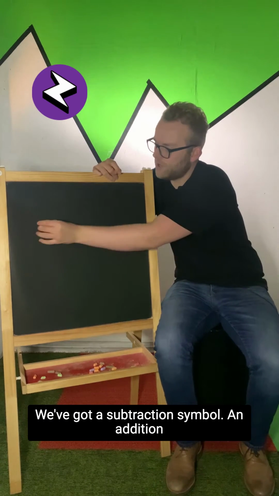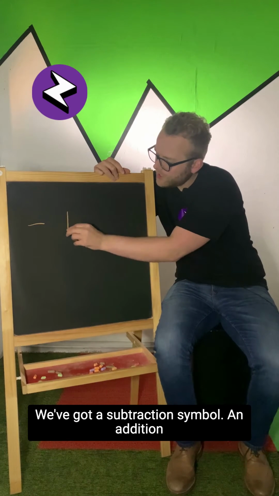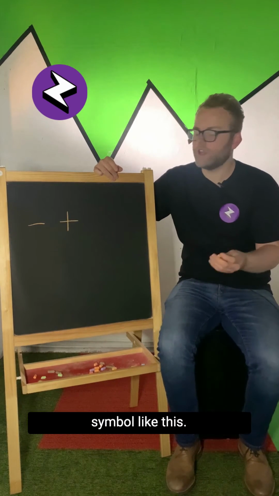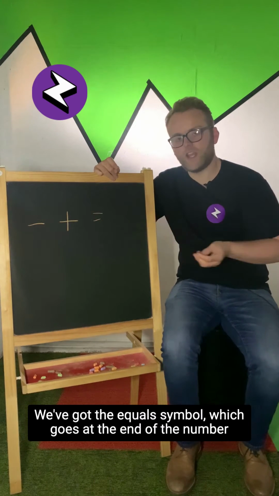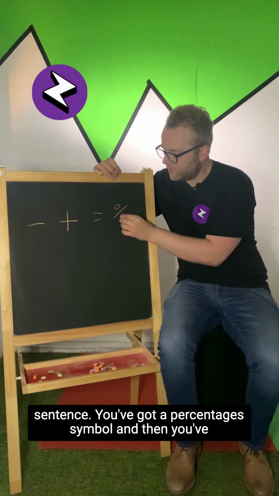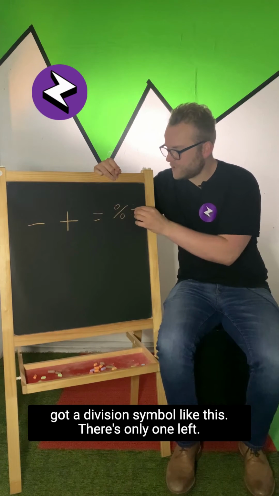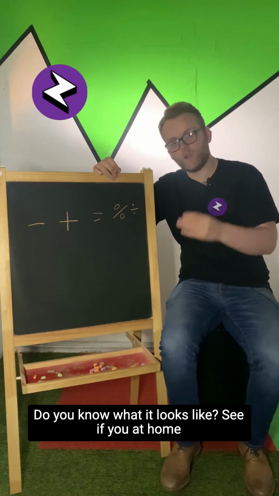Okay, so we've got a subtraction symbol like this. We've got an addition symbol like this. We've got the equal symbol, which goes at the end of the number sentence. You've got a percentage symbol, and then you've got a division symbol like this. So there's only one left. Do you know what it looks like?